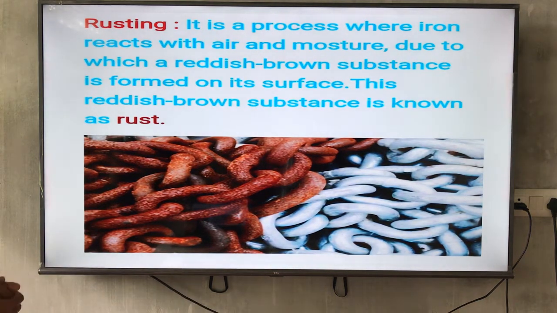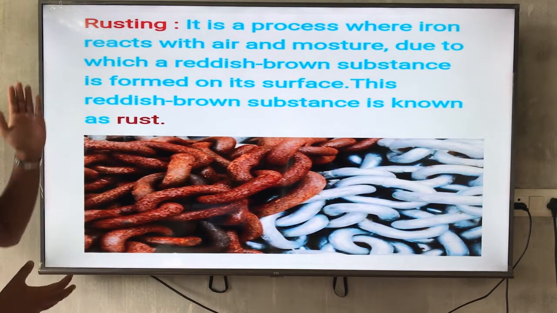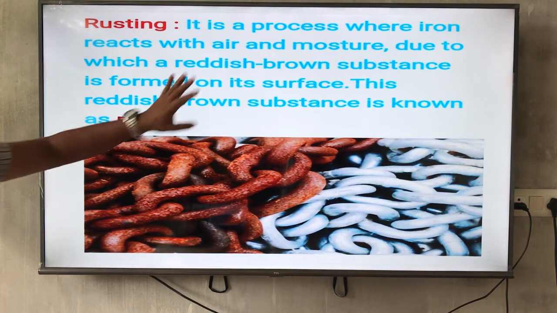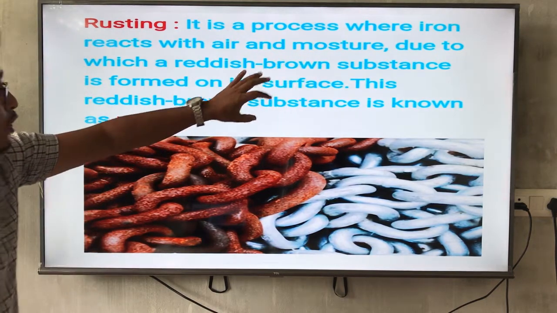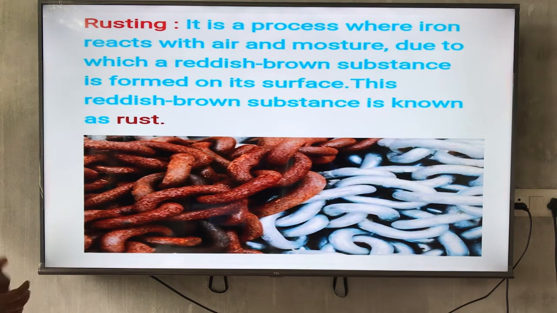So now, what is rusting? You can see the figure also. First of all, we will learn the definition of rusting. Rusting is a process where iron reacts with air and moisture, due to which a reddish brown substance is formed on its surface.